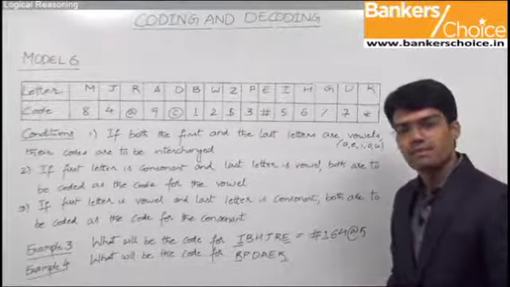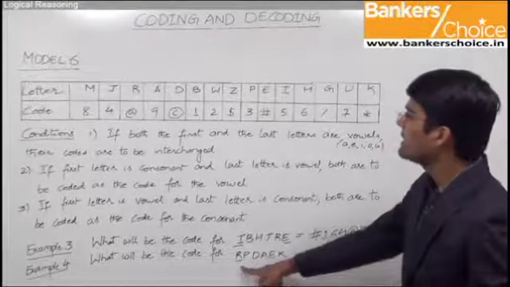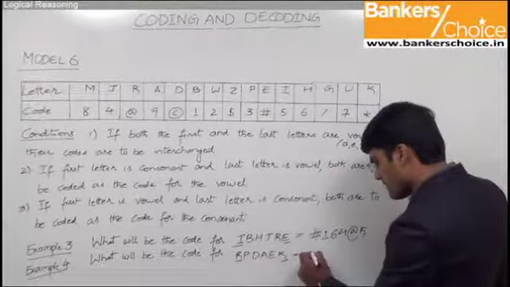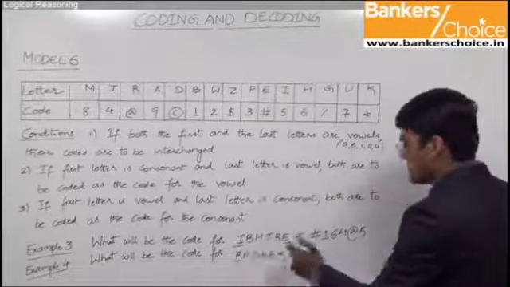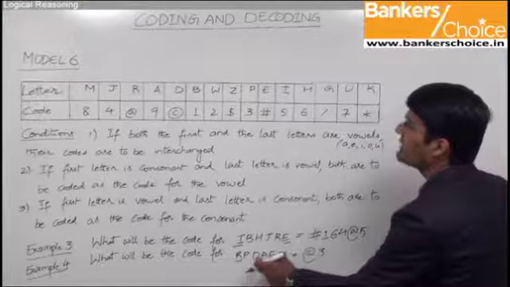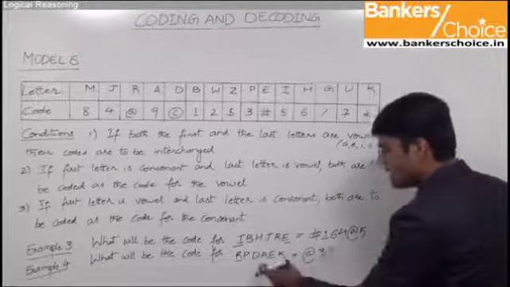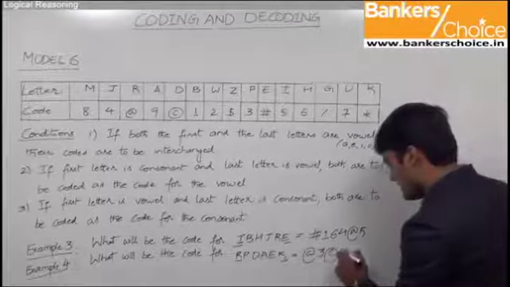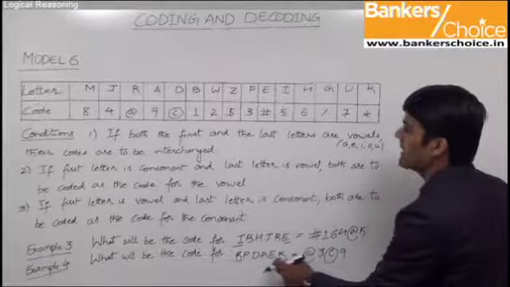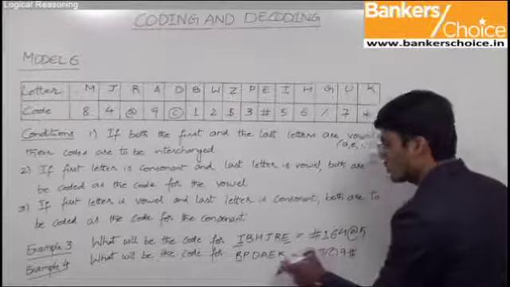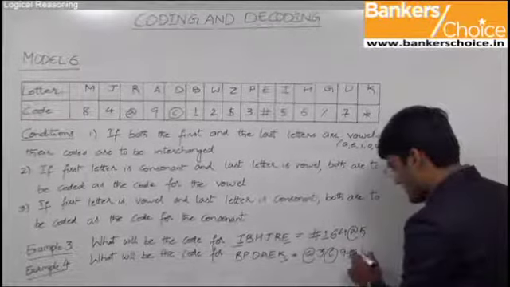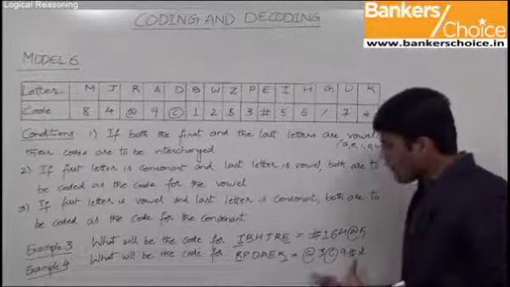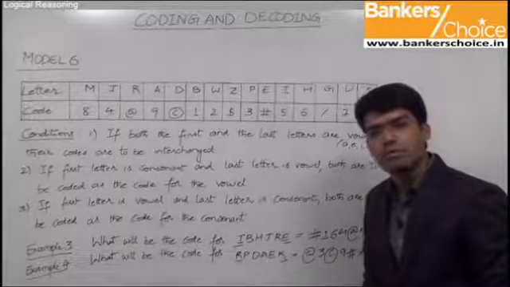any of the conditions. So the code for R is @, the code for P is 3, the code for D is copyright, the code for A is 9, for E it is hash, and the code for K is star. So that's how we get the answer for example 4.